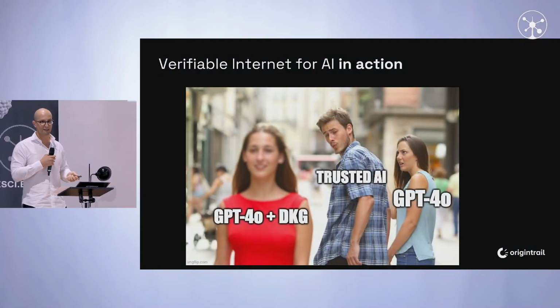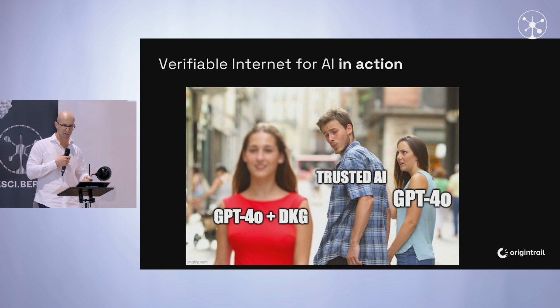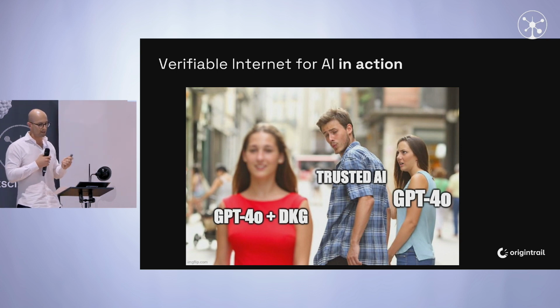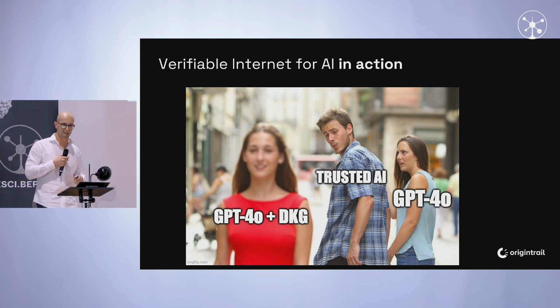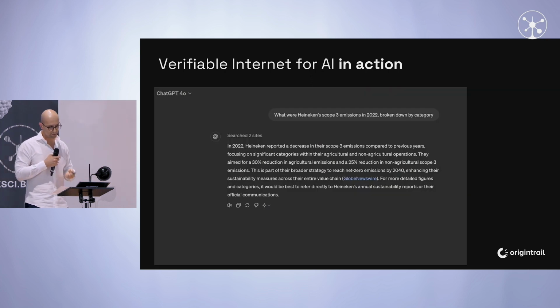Just a quick example of how the decentralized retrieval augmentation and OriginTrail work in practice. So we did a little test of the GPT-4o when it was released a couple of weeks back, and did a test just GPT-4o with browsing capabilities, and then we integrated it into the chat DKG and the OriginTrail framework. And this is the answer that we got. It was a sustainability question around Heineken's Scope 3 emissions in 2022, broken down by category.